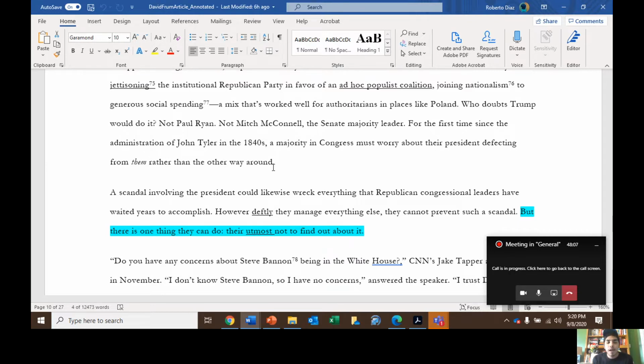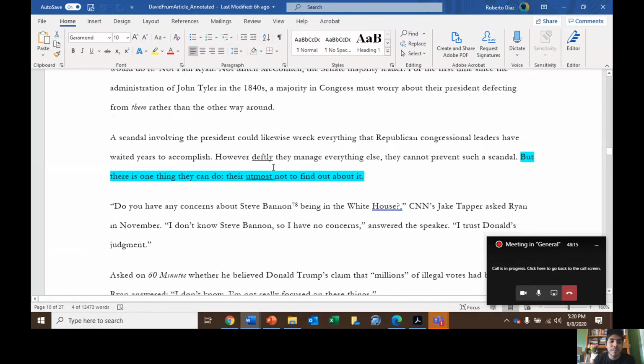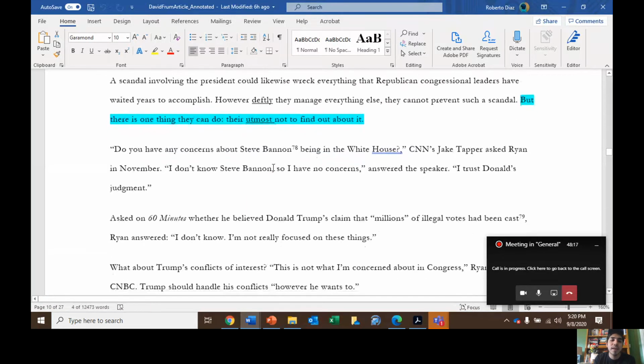Not Paul Ryan, not Mitch McConnell, the Senate Majority Leader. For the first time since the administration of John Tyler in the 1840s, a majority in Congress must worry about their president defecting from them rather than the other way around. A scandal involving the president could likewise wreak havoc on what Republican congressional leaders have waited years to accomplish. However deftly they manage everything else, they cannot prevent such a scandal. But there is one thing they can do: their utmost not to find out about it.